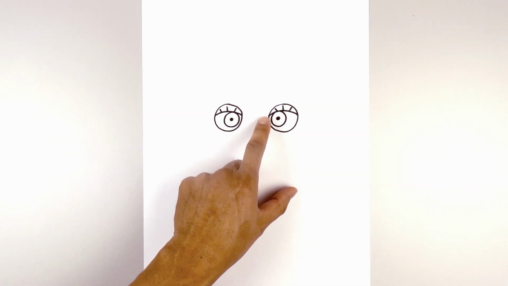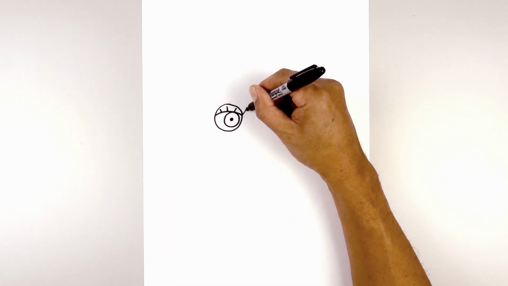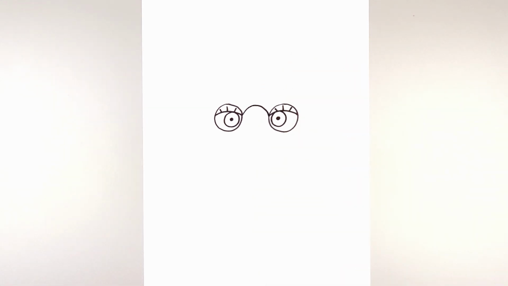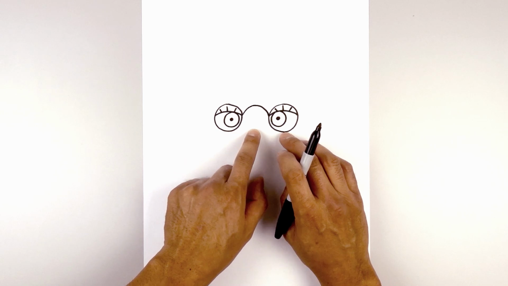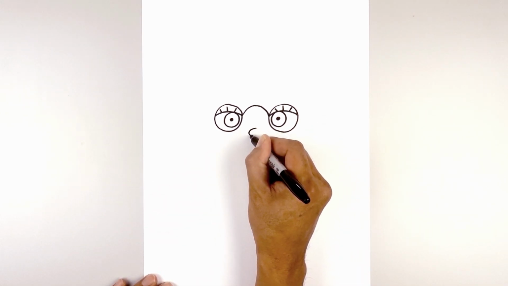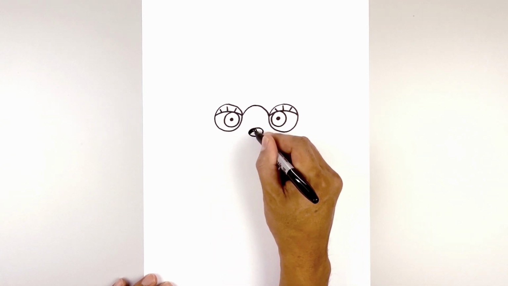Now we're going to draw the bridge of the nose in between the eyes. Starting from the inside of the eyelid on the left, we'll curve up, and then we'll bend that down towards the right. Now let's add in the nose. In line with the bottom of the eye, we'll move to the center and draw in a sideways oval. So we'll start in the middle, go all the way around, and then we're going to fill that in black.